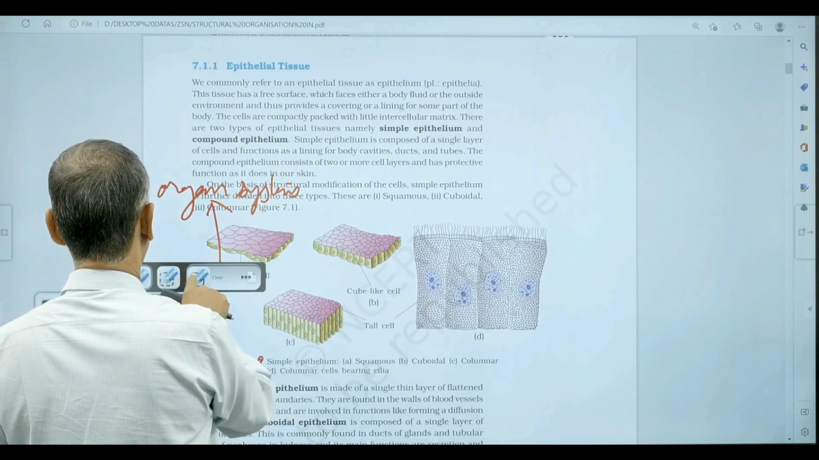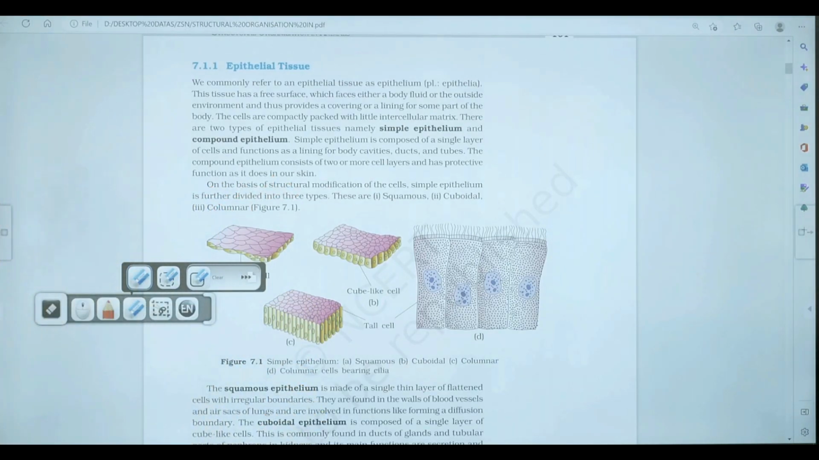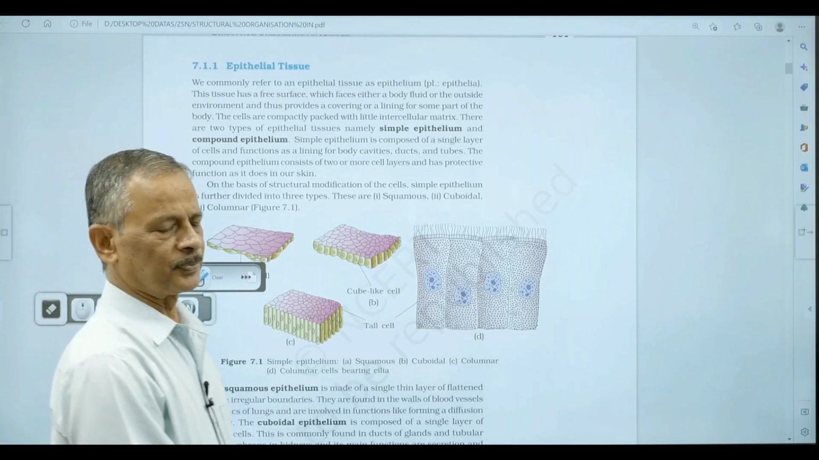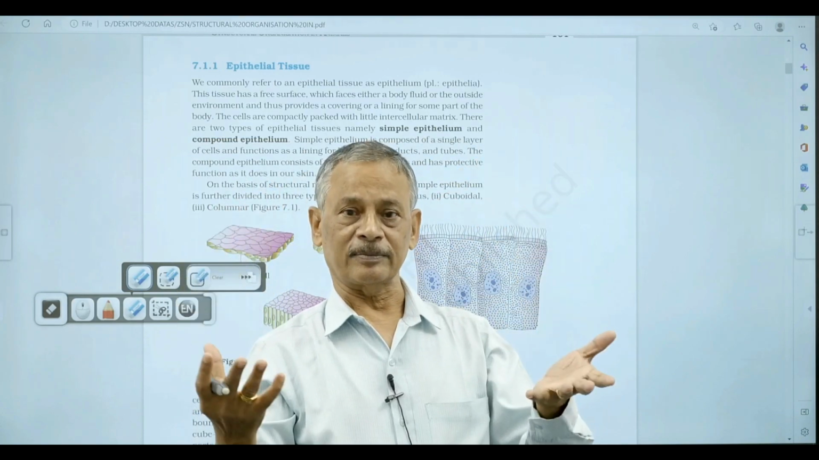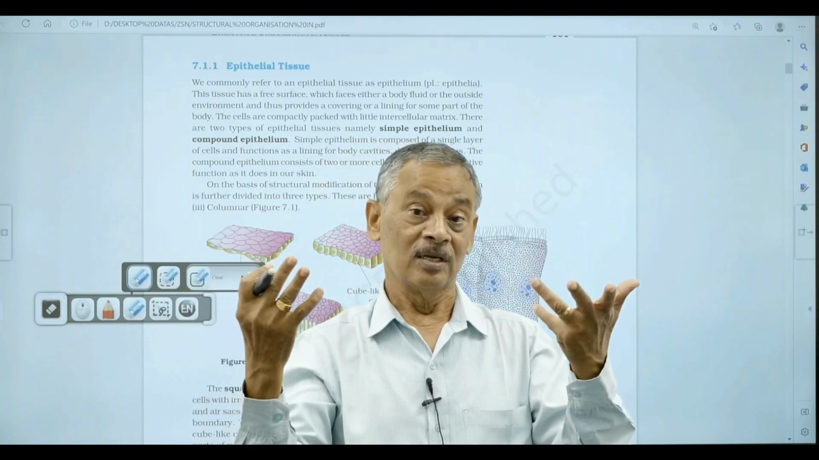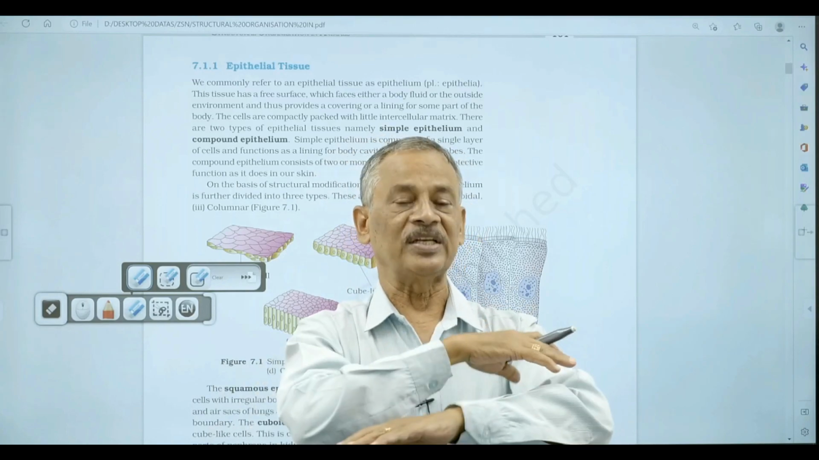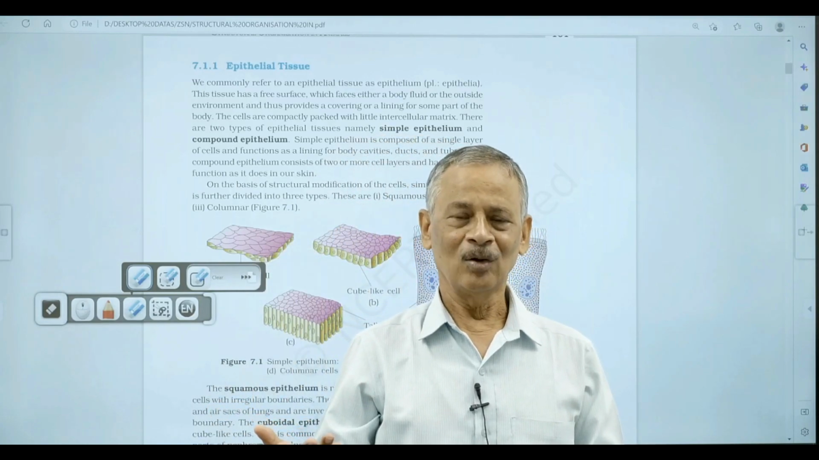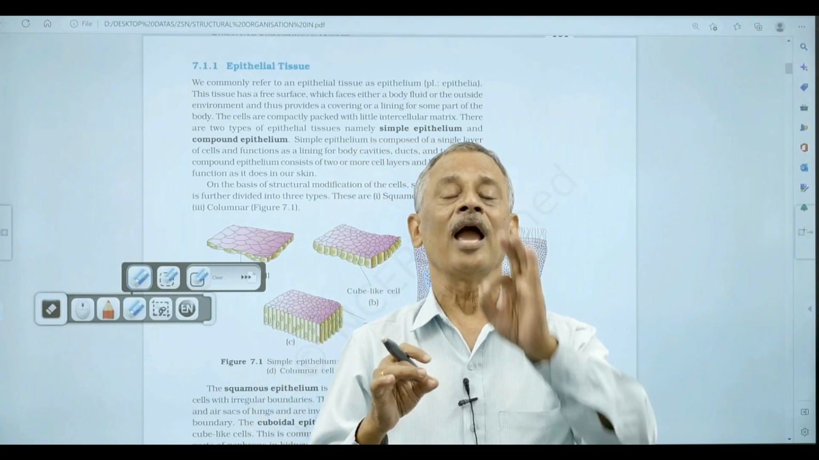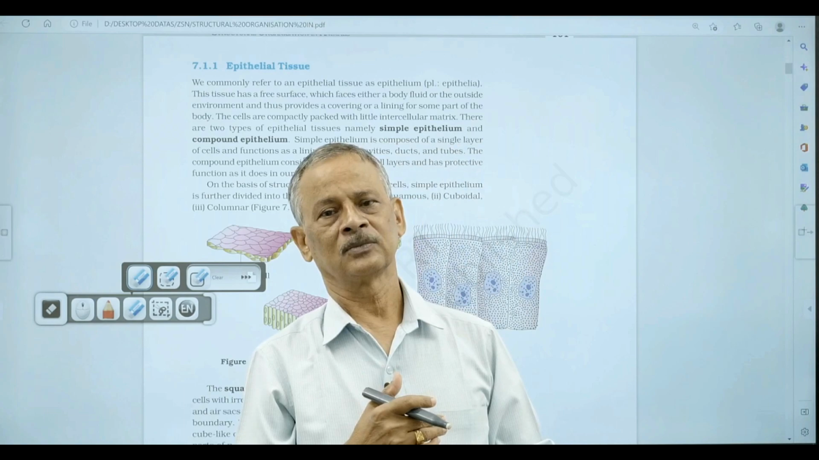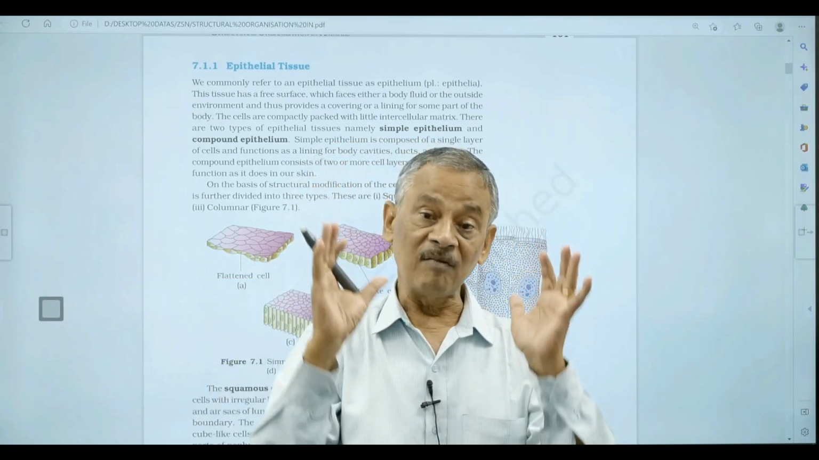What is an epithelial tissue? Epithelium. Epi means outer. Thelium means layer. So, it is the outermost layer of what? Outermost layer of an organ. Outermost layer present in an animal. Okay. So, their main function is covering and protecting. Sometimes it may be lining cavities of the spaces.